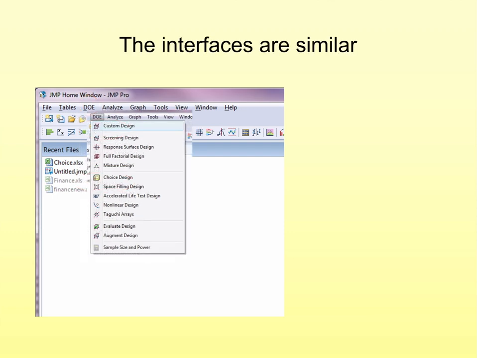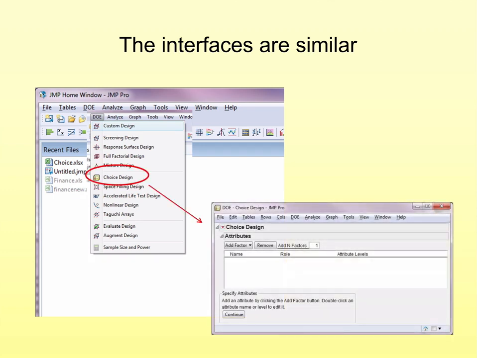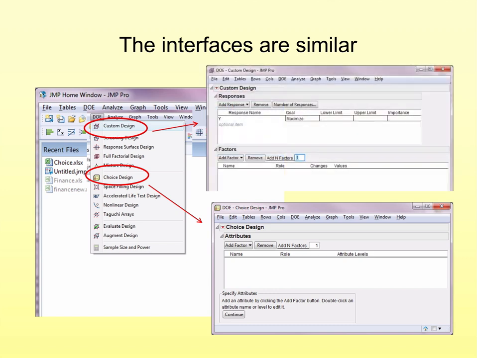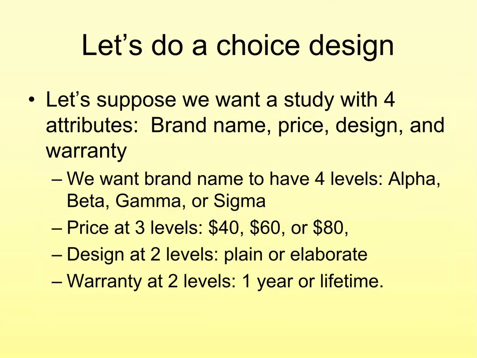Now, the interfaces of both custom designs and choice designs are quite similar. For example, if we were to click on choice design, we're immediately going to see a menu that looks like this. And if you notice, one of the things down there, and we'll be giving you an illustration of this in a minute, is you can add different factors and levels. And for custom designs, it's going to look very much the same. Now, in custom designs, there's a couple of other options, and we'll talk about those at the very end.